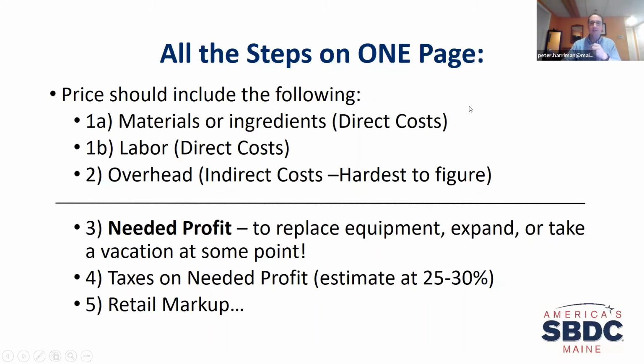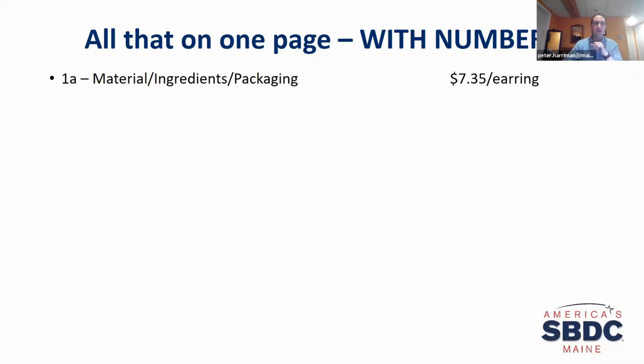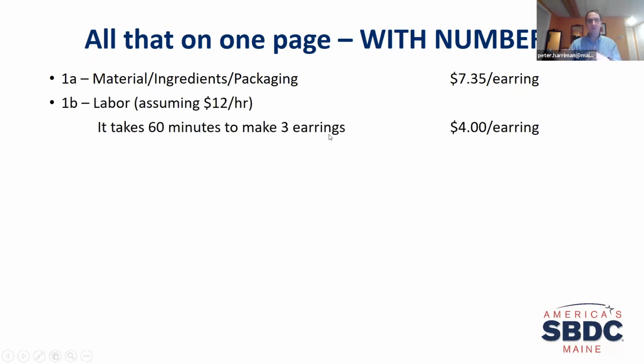Okay, so let's get all of that with numbers. I'm a person who really needs to see actual numbers to understand what's going on. So let's say we had earrings, and the materials, ingredients, and packaging that we had to put into the earrings is $7.35.